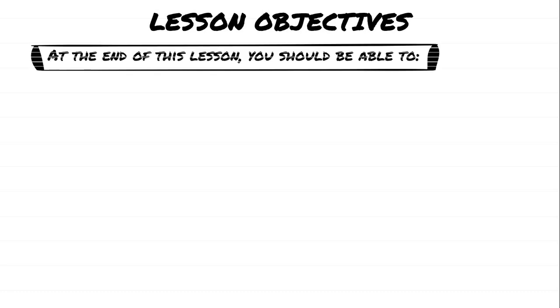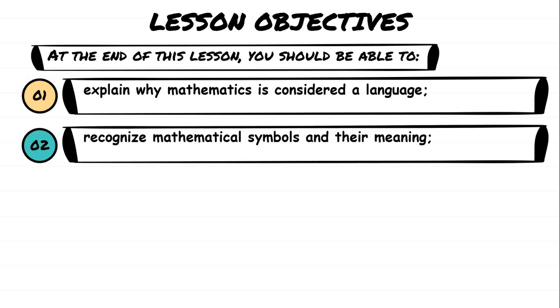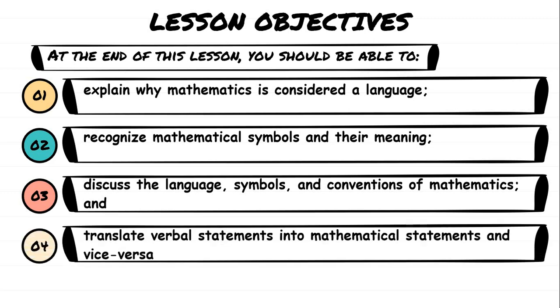At the end of this lesson, you should be able to: first, explain why mathematics is considered a language. Second, recognize mathematical symbols and their meaning. Third, discuss the language, symbols, and conventions of mathematics. And lastly, translate verbal statements into mathematical statements and vice versa. Okay, so let's proceed to the lesson proper.